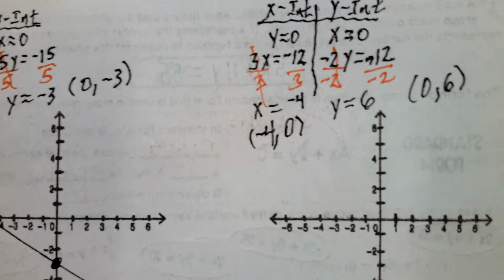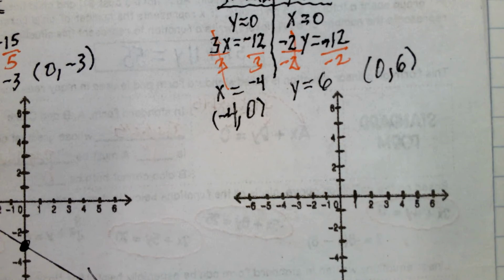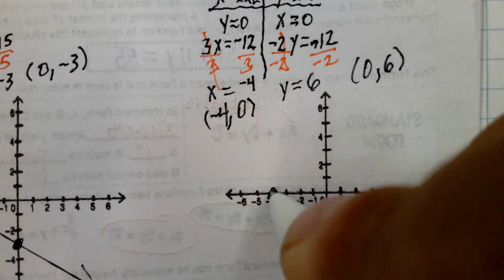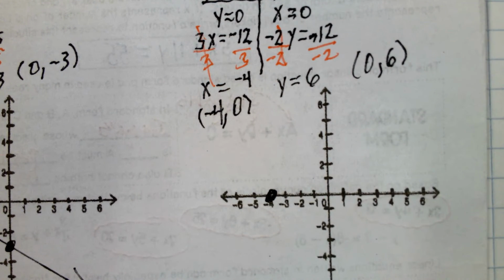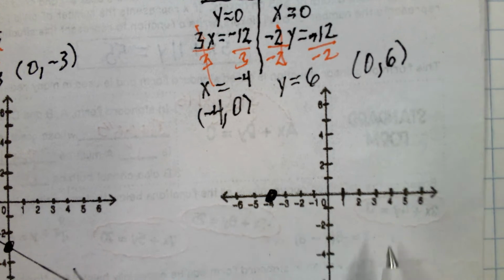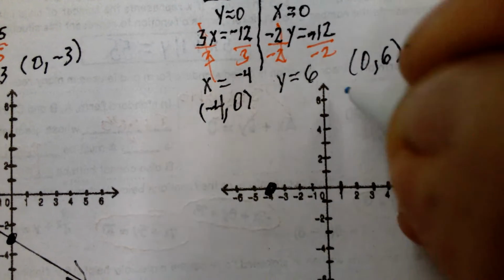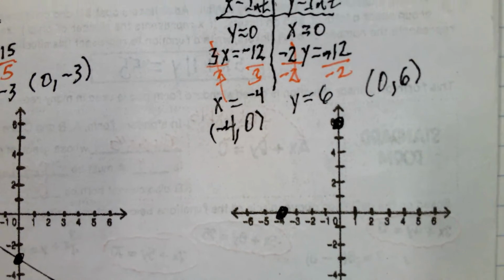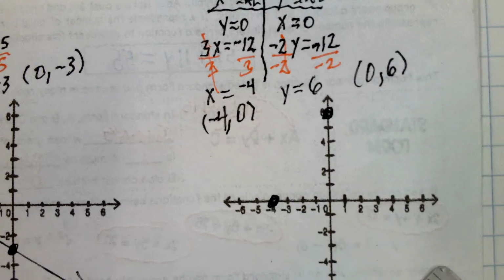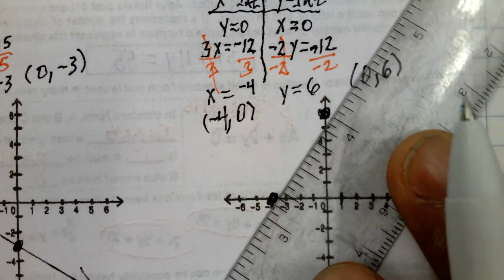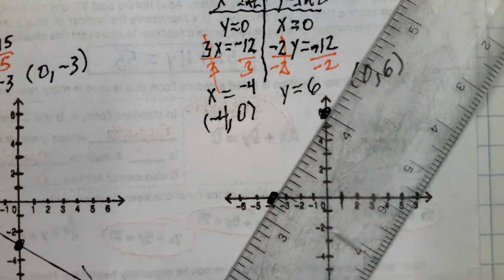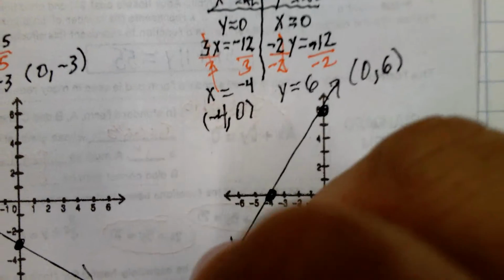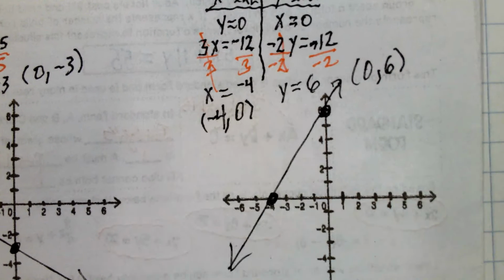So let's plot those 2 points. First we want negative 4, 0. So we're going to go to x-axis negative 4 right there. Next we want 0, 6. So look for 6 up here. And that's the one we want there. Okay? And we're going to plot these points. Then graph our line. And there we go. This is the line for that equation.